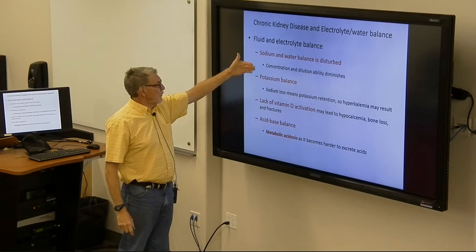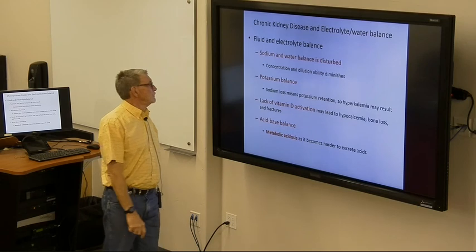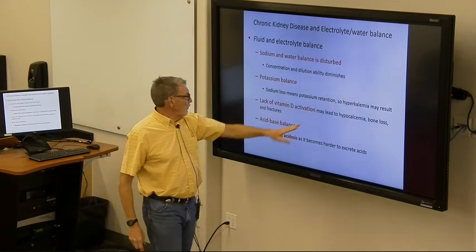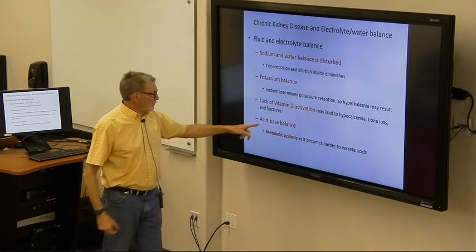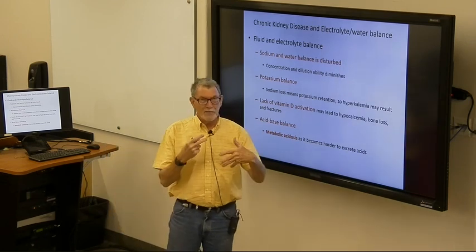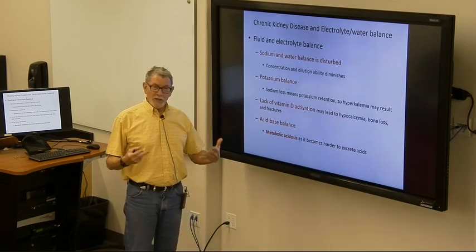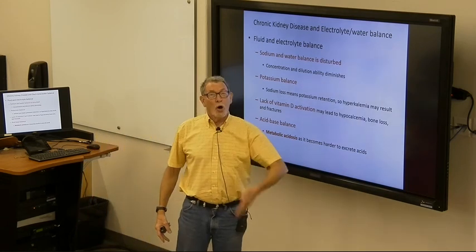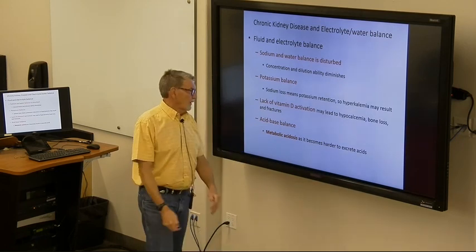Therefore, sodium and potassium balance will be off in opposite directions. Lack of vitamin D activation, so you can have bone loss, bone fractures. Acid-base balance, metabolic acidosis. If you can't pee out your acids, if you can't filter out the hydrogen ions and pee them out, and you retain too much, you're going to have a metabolic acidosis. You can compensate some by breathing harder to blow off CO2, but it's going to throw off your acid-base balance.